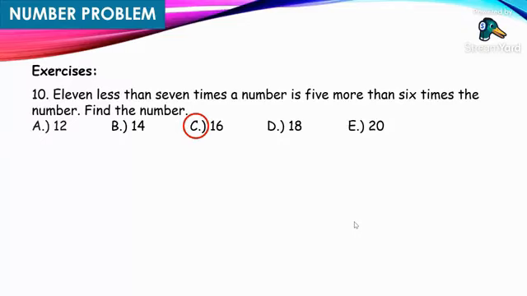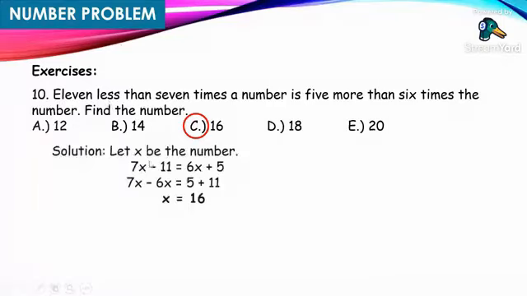If we're going to solve that, 11 less, that is so minus 11. Then 7 times a number, 7x, that is equal, 5 more than, so that is plus 5, 6 times the number, so 6x. The next, combine like terms, 7x minus 6x is equal to 5 plus 11. So 7x minus 6x is x. This is equal to 5 plus 11. That is equal to 16.